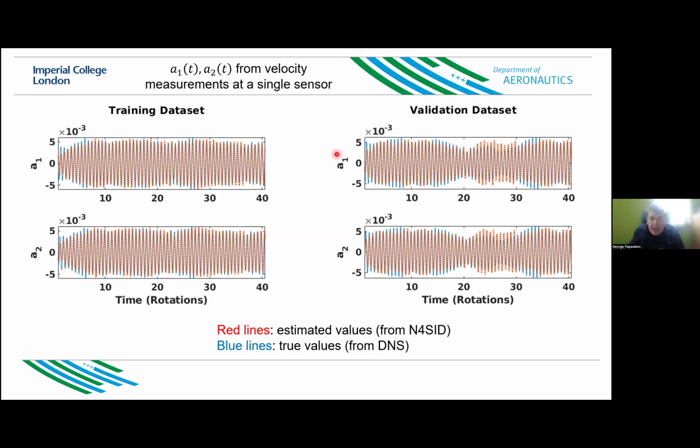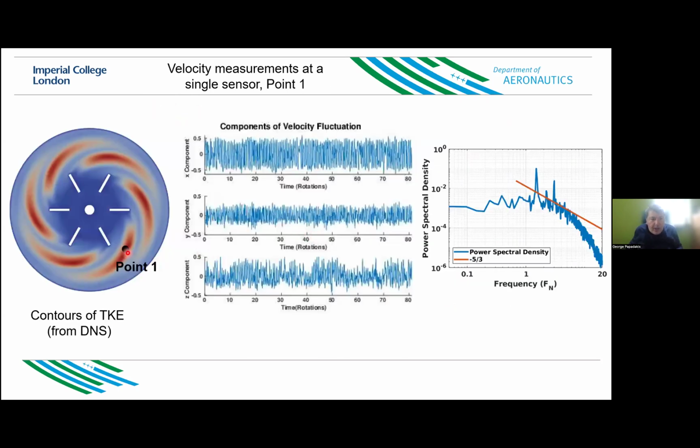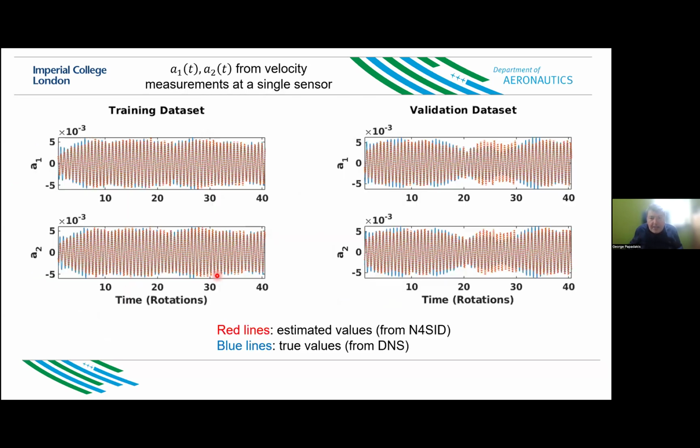And then, I show you here the matching with the training data set, but what I want to do is focus on the validation data set. So I have extracted the matrices, and then I use the measurements at this point over the following 40 rotations. From 0 to 40, these are the measurements of that point on the validation data set. So that has not been seen by the algorithm. The matrices that I have computed do not know these measurements. And then I compare with the DNS.